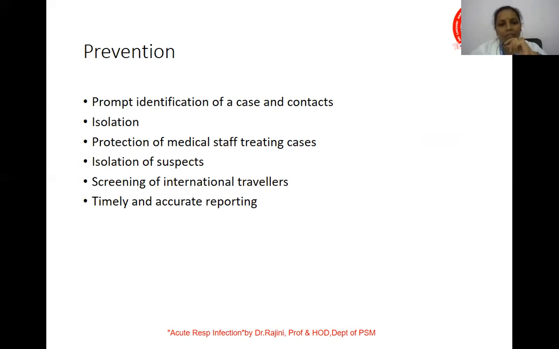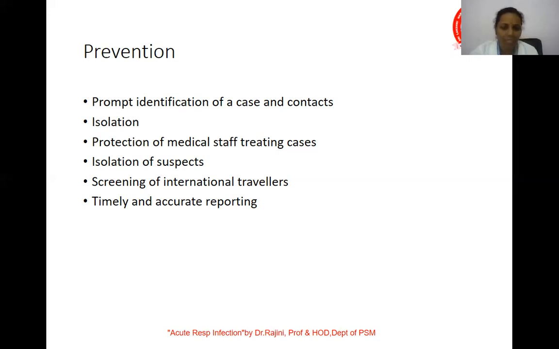Protection of medical staff treating the cases. All the protective measures have to be given to the staff, paramedical workers, and the doctors and nursing staff who are treating these patients. And isolation of suspects, those who are living with the cases. If you suspect them, they also have to be isolated unless the laboratory investigation is confirmed.